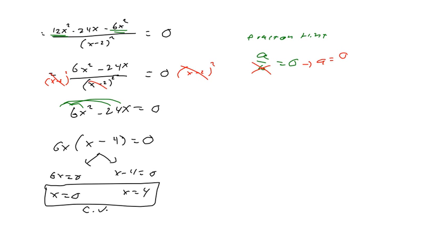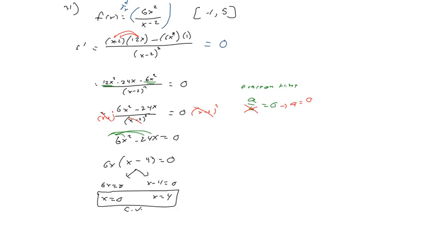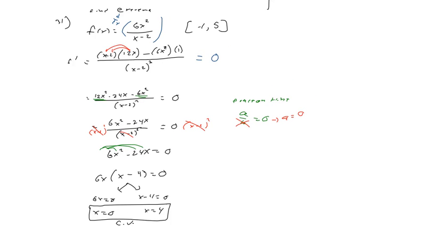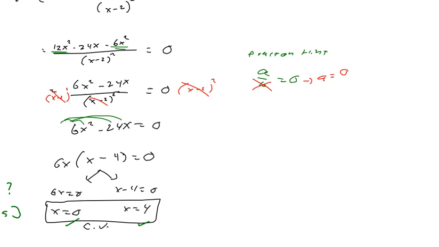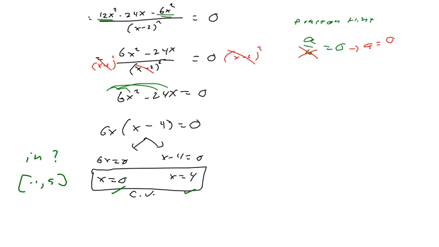Are we missing anything? We got 0 and 4. First of all, let's check to see if those are in our range. Our range here is from -1 to 5. 0 is in that range and 4 is in that range. Yes, we're good. Is it in -1 to 5? Yes and yes. So we're good with those two. Are we missing anything else?